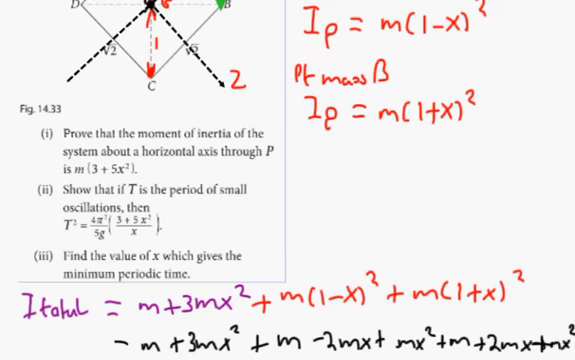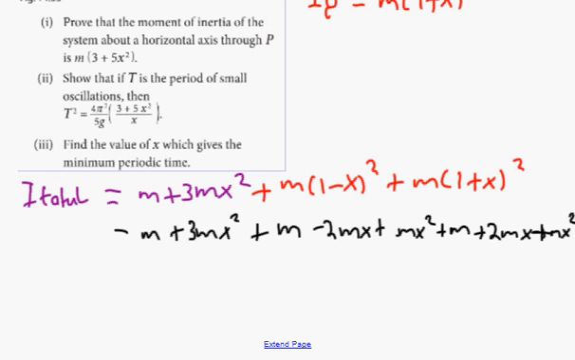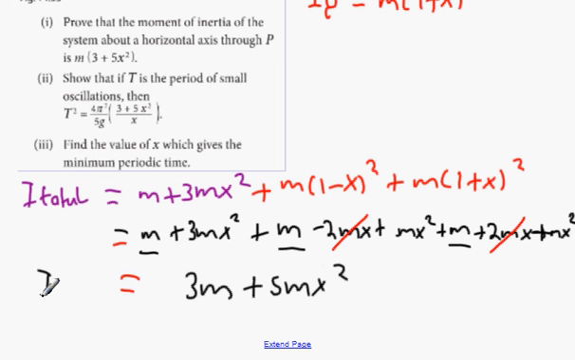That's getting a bit messy there. Okay, let's see what we can cancel off. The 2mx's are gone. We are going to have 3 m's underlined in black here. M, and M, 3 of them. And then we're going to have mx squared plus mx squared plus mx squared, which is going to be 5mx squared. That's our I total. Okay. And we're done for the first part.